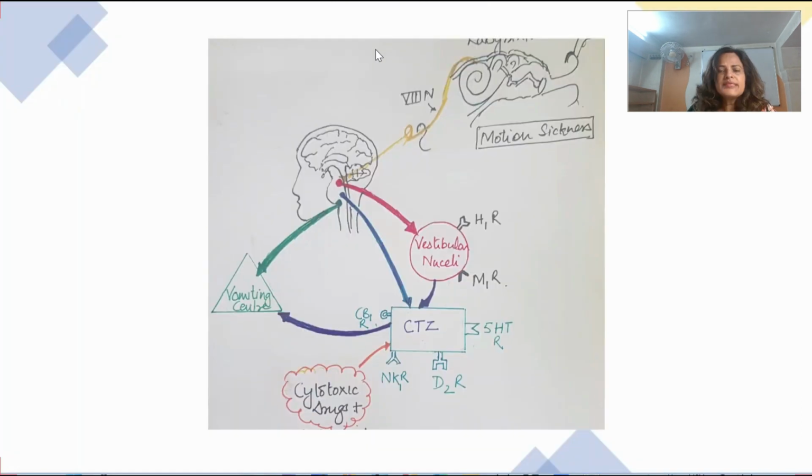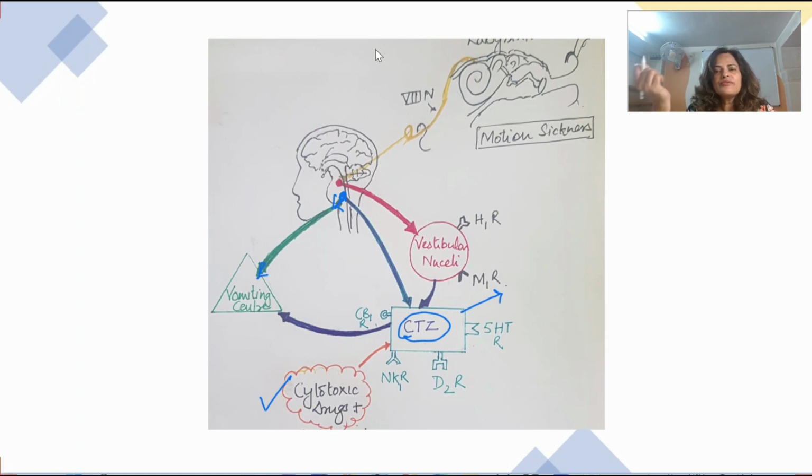Now what is the chemoreceptor trigger zone? It is present in the area postrema, in the floor of the fourth ventricle. This is an area which is not protected by the blood-brain barrier, so it comes in contact with many things, like GIT irritants, poisons, and even cytotoxic drugs. All these stimulate the CTZ, which further stimulates the vomiting center and initiates the vomiting reflex.